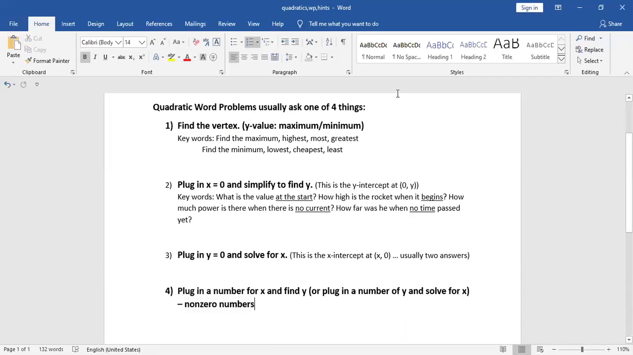So go ahead and start an example. See if they're asking for the vertex by looking for if they have extreme language. If it's not the vertex, then you have to look for that secret number that they have in there to solve for the problem.